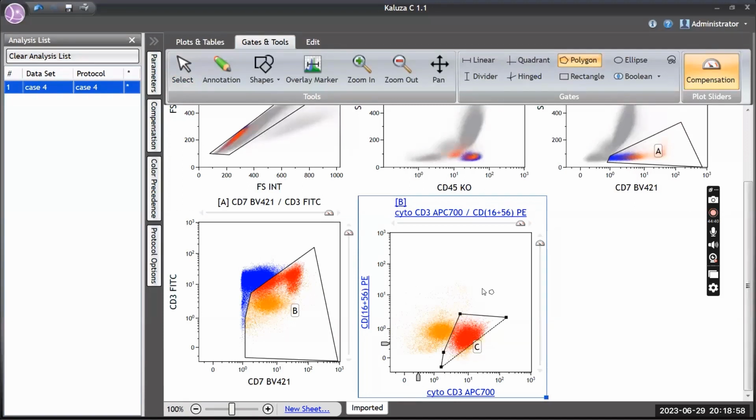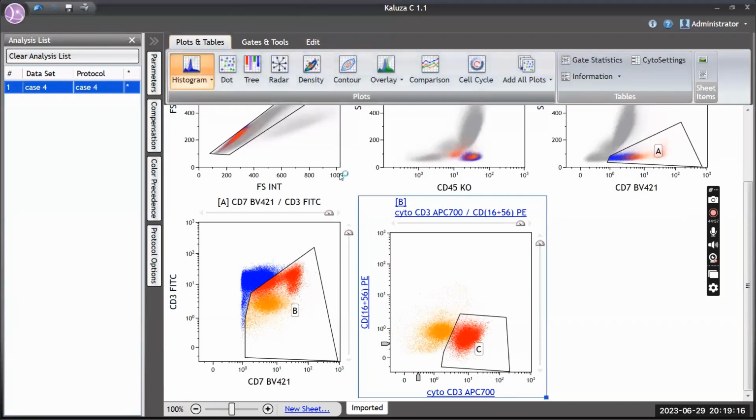okay, is likely T cell population. Okay. But I'm also interested in this population because it is expressing some surface CD3, but Cyto CD3 is negative. Something unique. Let me check that out. So we'll come back to that.